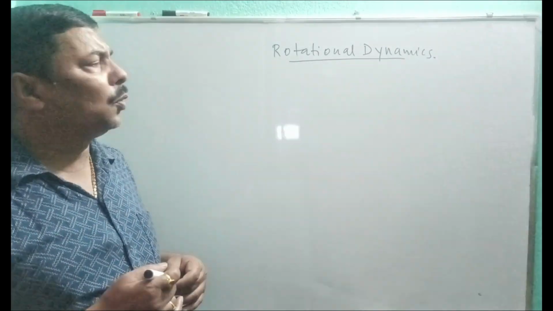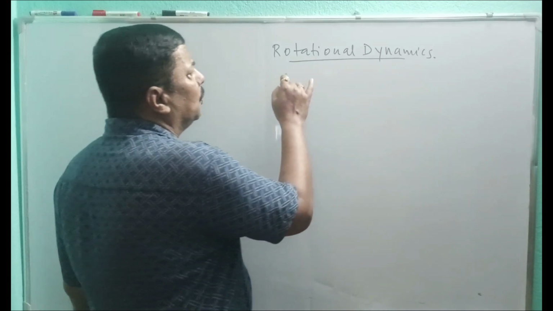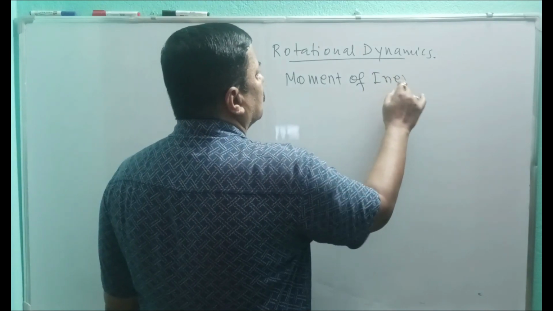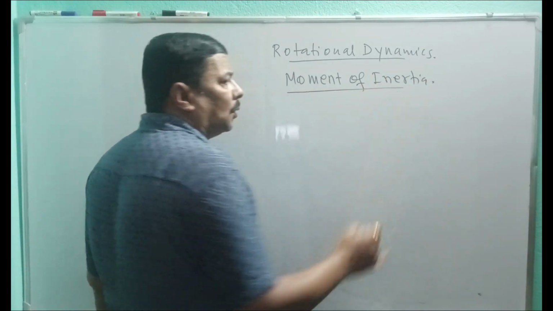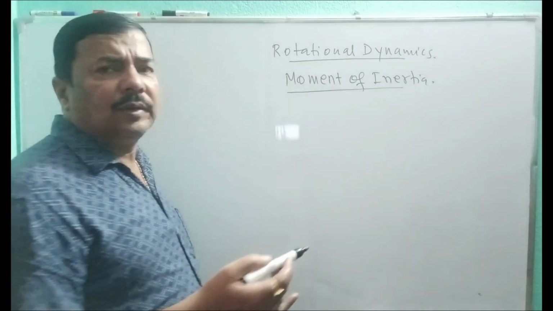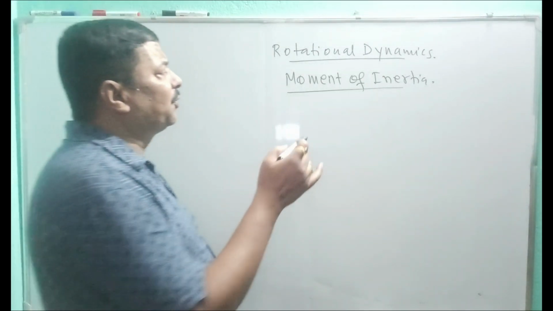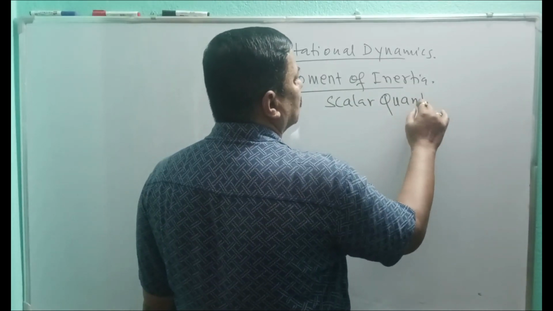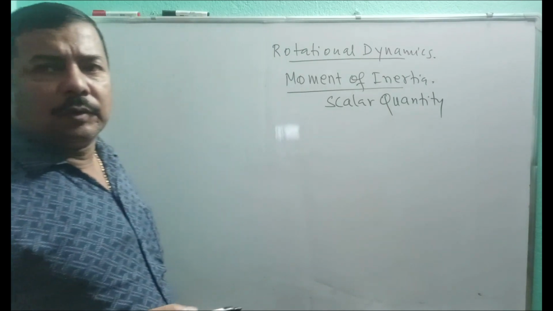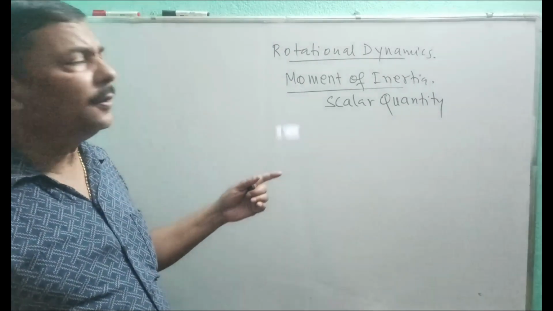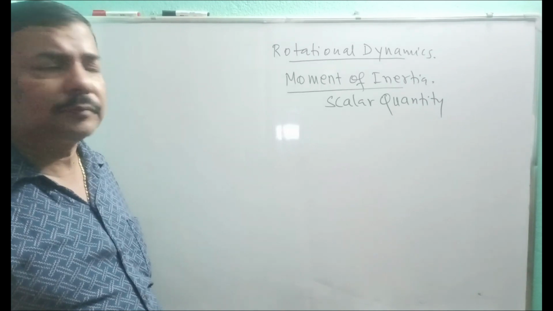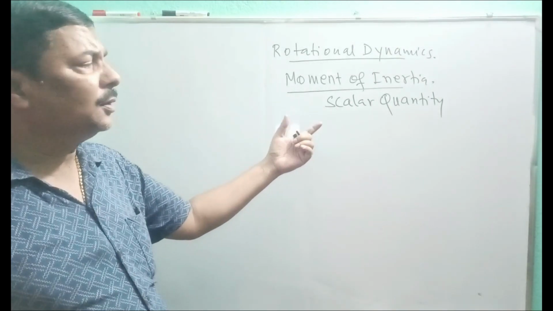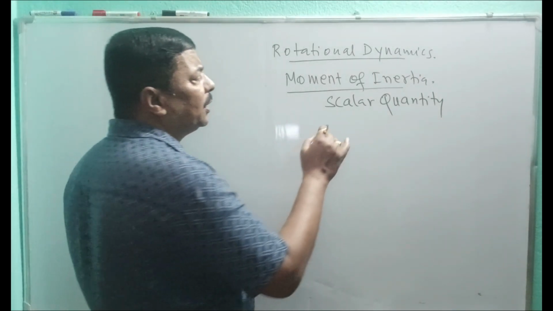So the main course of our discussion now is moment of inertia. First thing you should know is that for our consideration, we will treat it as a scalar quantity. So we will use scalar algebra, the scalar mode of mathematics, to treat moment of inertia. Unit is kilogram meter square.